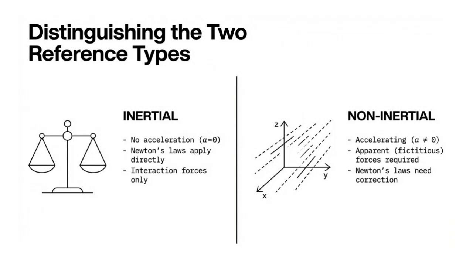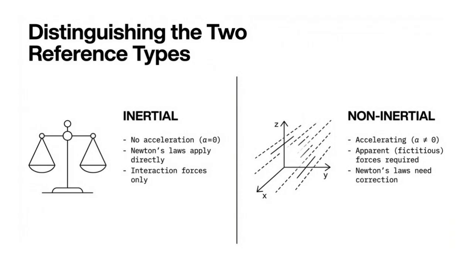When we talk about reference types, it's important to clearly separate inertial from non-inertial frames. Inertial frames are those where there's no acceleration involved, so Newton's laws can be applied directly without any modifications. In these frames, only real interaction forces come into play, like gravity or electromagnetic forces.